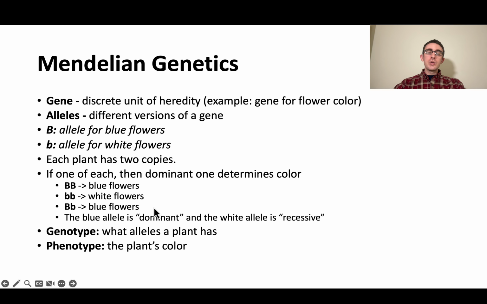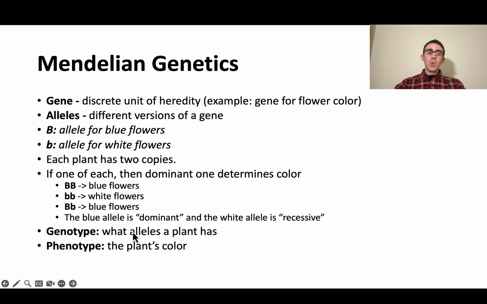And yeah, the blue allele we just call dominant, and the white allele is recessive in this case. The genotype is what alleles a plant has. So this way of just writing two of the letters, this is how we would write it. Uppercase B, uppercase B is a genotype of having two blue alleles. Lowercase b, lowercase b is another genotype corresponding to two white alleles. And then uppercase B, lowercase b is a genotype corresponding to one of each, which leads to blue flowers because the blue allele is dominant.